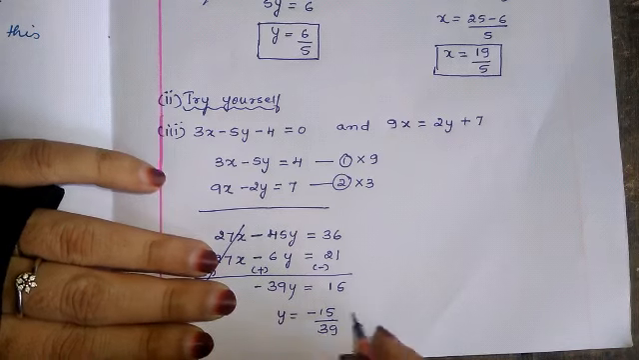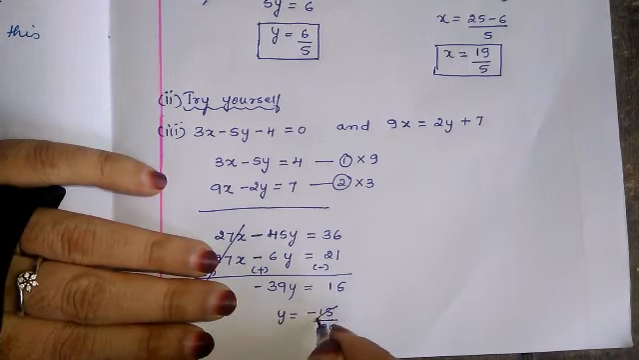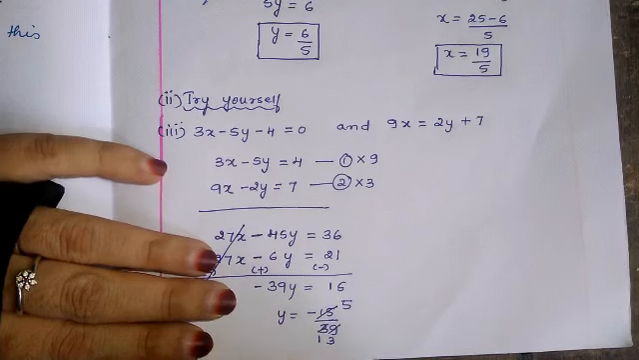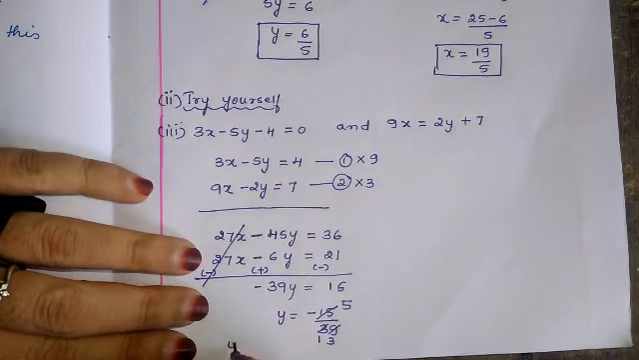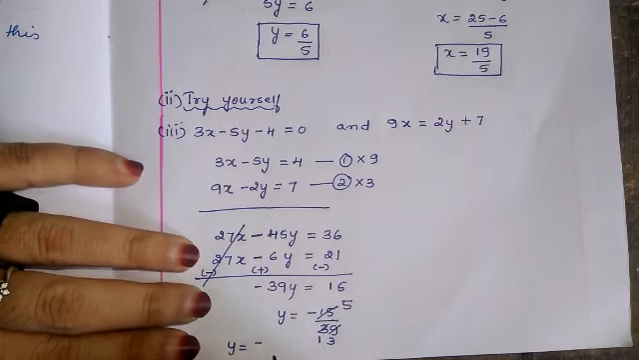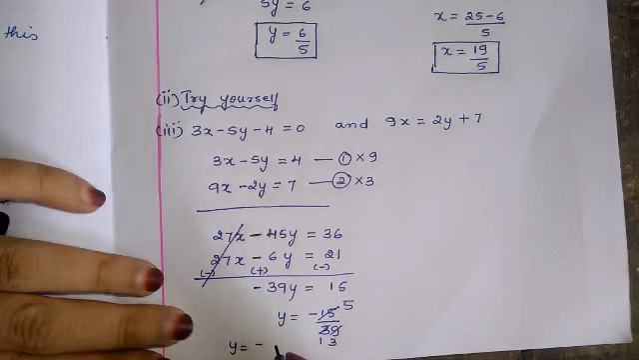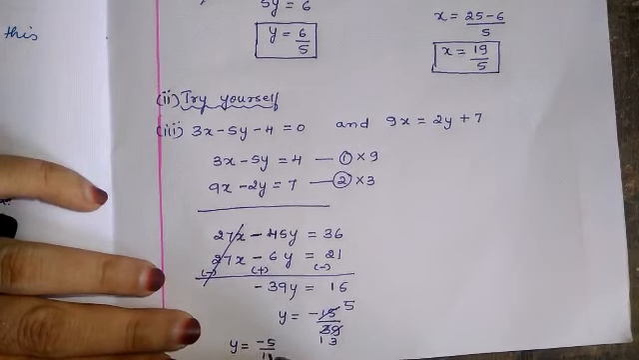Now it gets cancelled. 3 5s are 15. 3 1s are 3. 3 3s are 9. What we got, y value? y is equal to minus. We can see here the y value is minus 5 by 13.